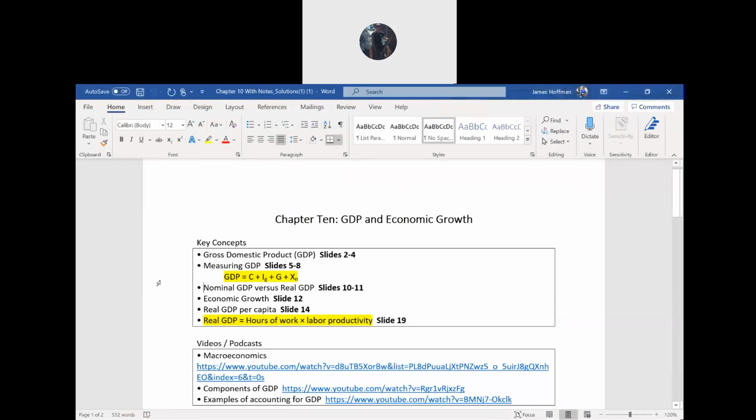Okay, so since we've talked a little bit about GDP, we're going to do some more examples on that. But we got the general idea, and we got the general approach of how you measure it. So let's now talk about nominal versus real GDP on slides 10 to 11.